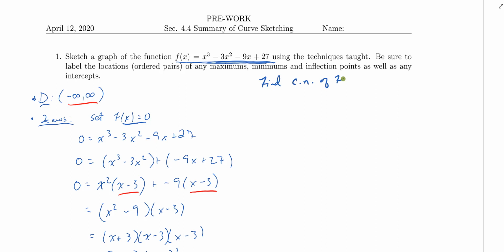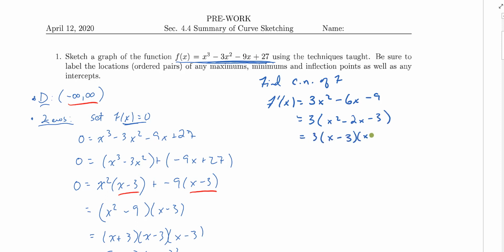Okay. So let's see what we can do here, folks. To find the critical numbers of f, we're going to take f's derivative. We get f prime of x would be 3x squared minus 6x minus 9. And let's go ahead and put this into factored form. We can factor out a 3. That leaves us with x squared minus 2x minus 3. And so we can further factor that as 3 times x minus 3 times x plus 1.